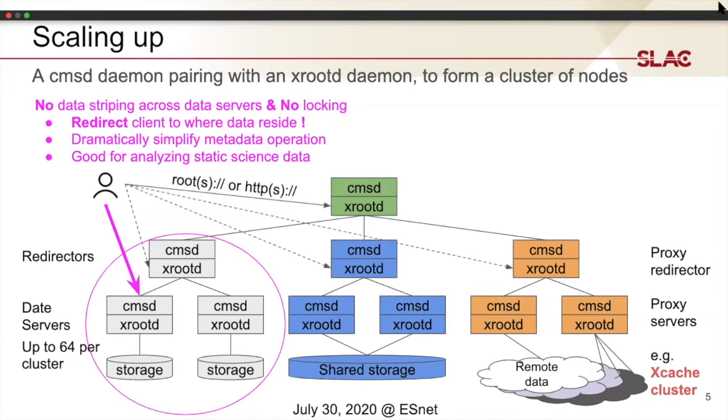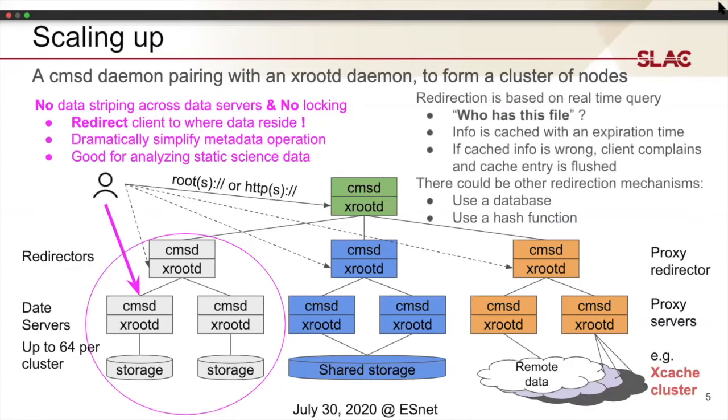So the client can start with the top level redirector, and ultimately the client will be sent to where the data is. This is how we scale up. The client can actually start with any of these lower level redirectors or data centers. So the redirection mechanism we are talking about is really based on a real-time query of a single question: who has this file? And then the client will be sent to that location. The information obviously will be cached.